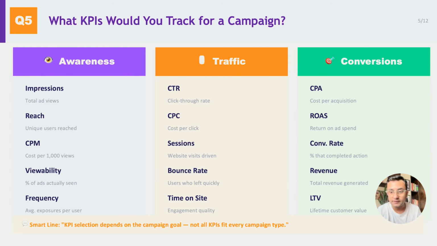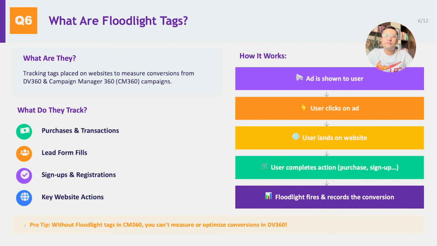Question 6 can be, what are floodlight tags? The simple answer to that is tracking tags placed on websites to measure conversions from DV360 and Campaign Manager 360 campaigns. These are basically tags. How they work is, when an ad is shown to a user and the user clicks on the ad, the user lands on a particular website, the user completes an action, be it purchase or sign up, the floodlight fires and records that particular conversion. Now, this doesn't just record the conversion, but your behavior on a website as well.